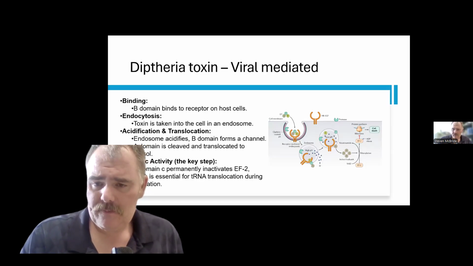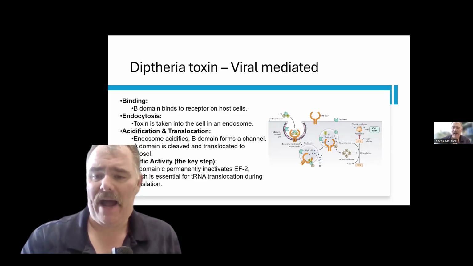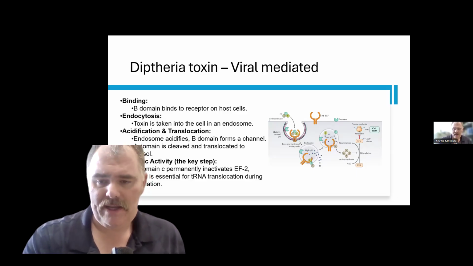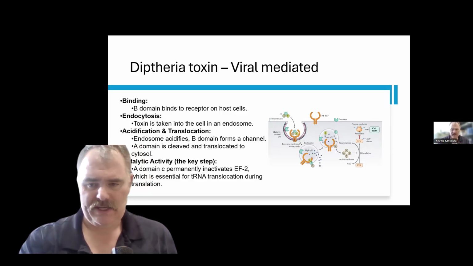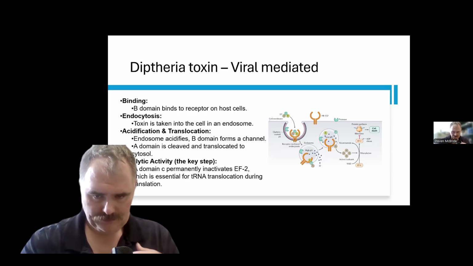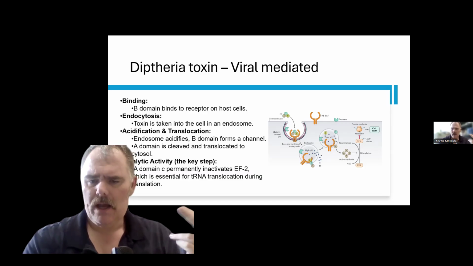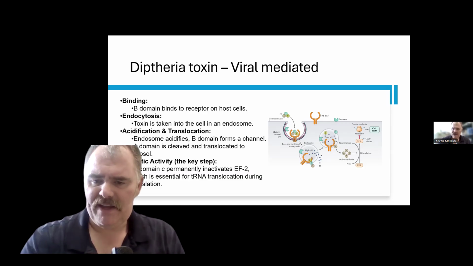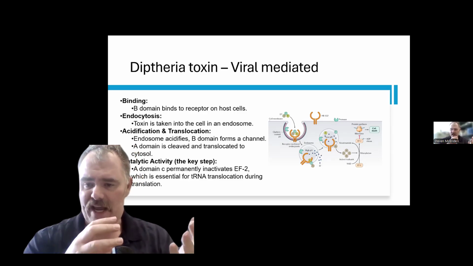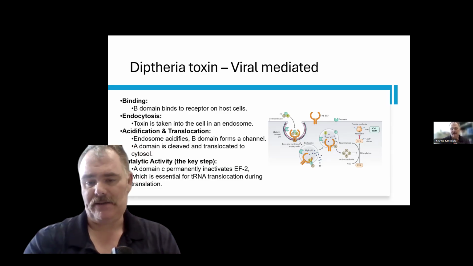It's actually encoded by a bacteriophage carried by Corynebacterium diphtheriae. The B subunit is going to bind receptors on the host cell, and the toxin is then internalized through endocytosis. Specifically, this is receptor-mediated endocytosis. Inside the endosome, acidification triggers a conformational change, so that means it changes the shape, that allows the active A subunit to enter into the cytoplasm.